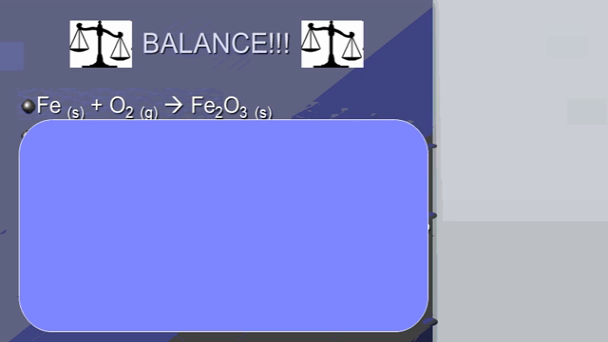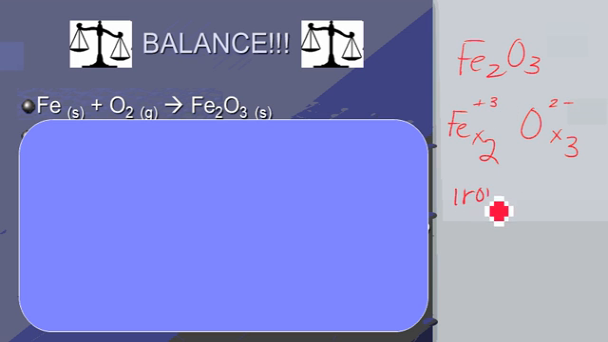Okay, let's start this again. We have iron plus oxygen to give us iron oxide. We know that if we have Fe2O3, oxygen has a 2 negative charge, and we obviously have 3 of them. We know iron, we have 2 of them, so this must be a positive 3. So this is actually iron 3 oxide.